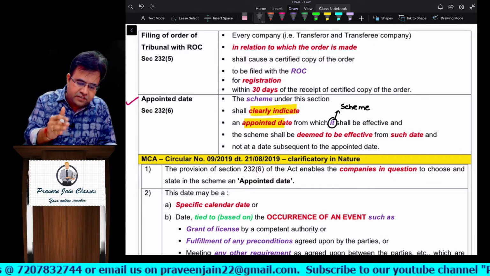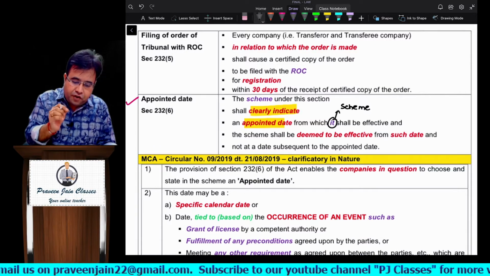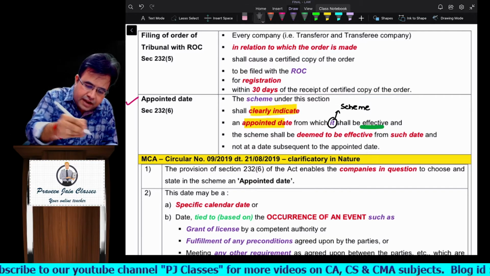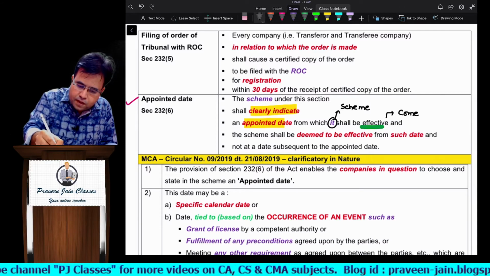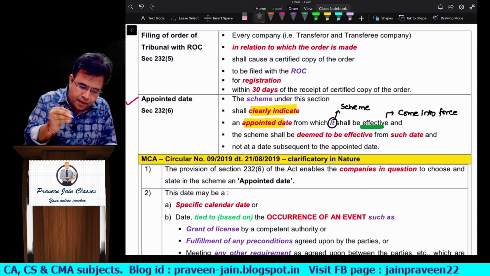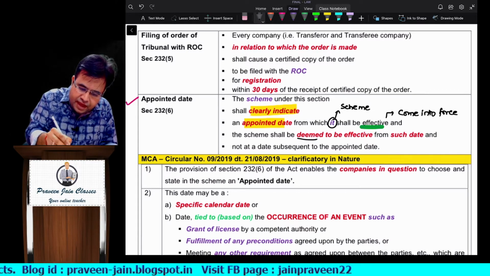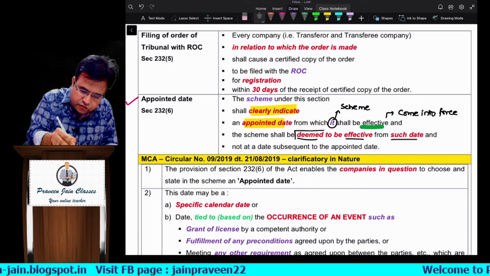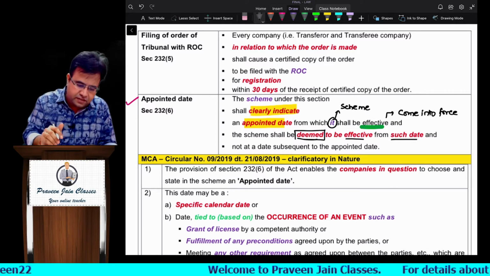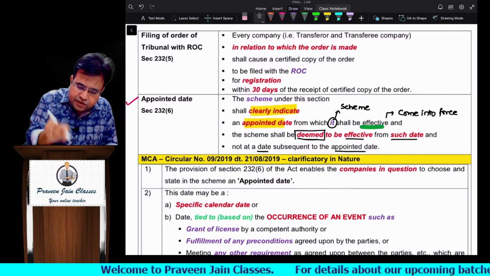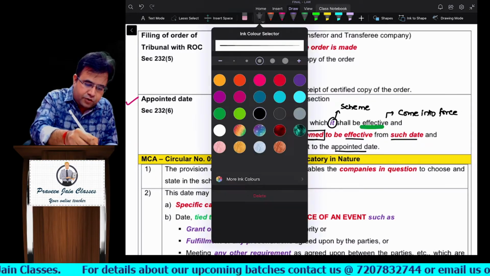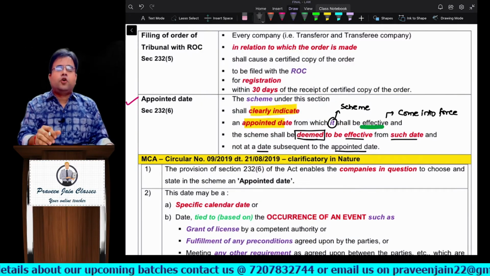So the scheme under this section shall clearly indicate an appointed date from which the scheme shall become effective. Effective means what? It will come into force. So whatever is written, that entire thing will come into force, and the scheme shall be deemed to be effective from such day. Here the words used are deemed to be effective from such day. Such date means that date which you have mentioned in the scheme, and not a date subsequent to the appointed date. Okay. Maybe most of you might not have understood what exactly I'm trying to tell you, but still you must have got some idea.